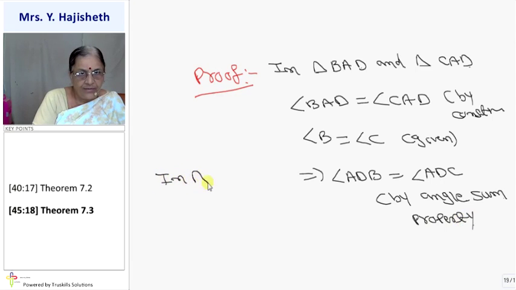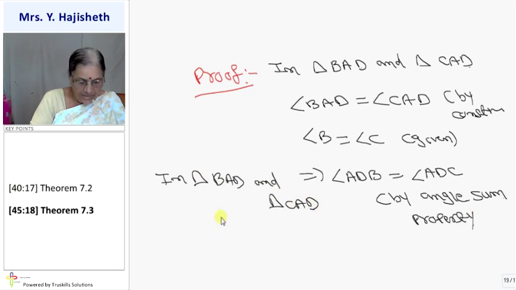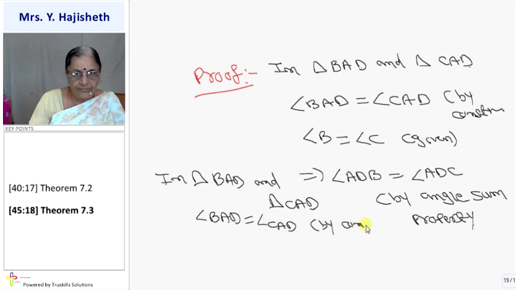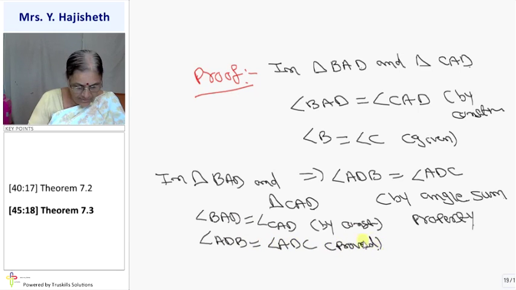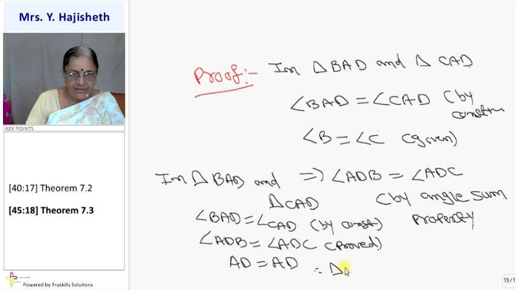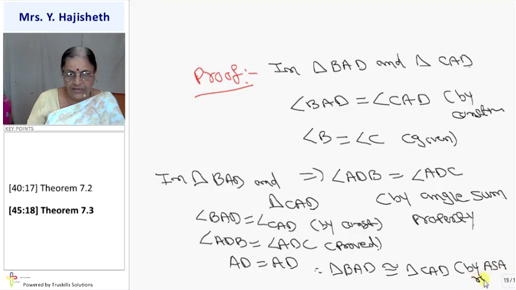In triangle BAD and triangle CAD, angle BAD is equal to angle CAD by construction. Then angle ADB is equal to angle ADC, proved. Two angles came, and the included side is AD is equal to AD. Clear? Therefore, triangle BAD is congruent to triangle CAD by ASA rule.